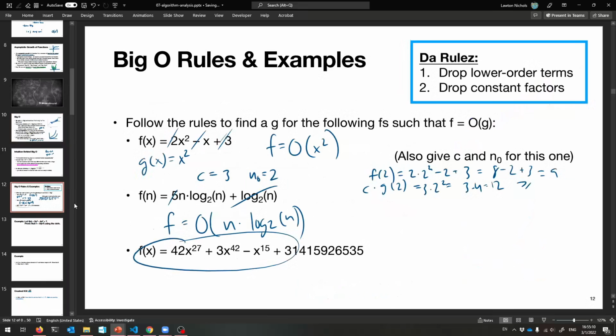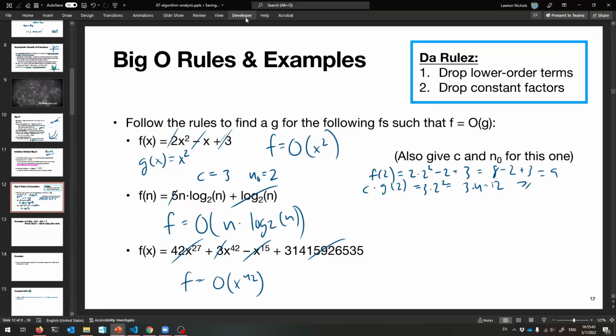What in the world is a nice, smaller, easier to think about function compared to this one? Okay, so we're going to drop the lower order terms and also constant factor. So goodbye, goodbye. It's not out in front anymore. So this one wins, and then we have constant 3 that we can take away. So f here is big O of just x to the 42, which is much easier to think about. Yeah? So that is how that works.